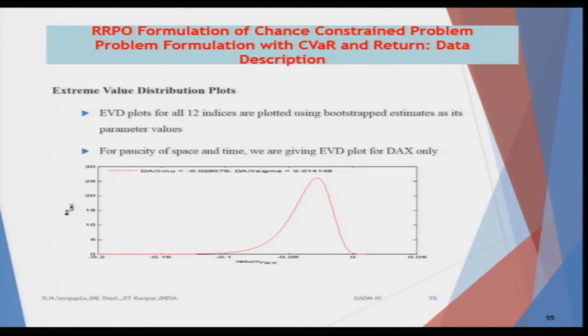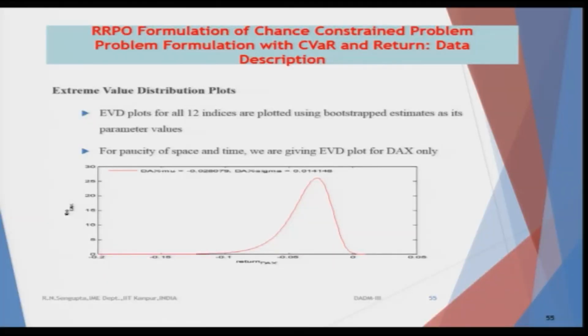Now, we did consider this concept of extreme value distribution in DADM 1. EVDs, or extreme value distribution plots, for all the 12 indices are plotted using the bootstrapped estimates. That means you find out the estimates for the shifting window depending on how you have formulated it, and then bootstrap it to have a whole set of data runs. For the positives, we will only give the EVD runs for the DAX only. So, this is left skewed or right skewed depending on whether you consider the positive or the negative returns of the stocks.